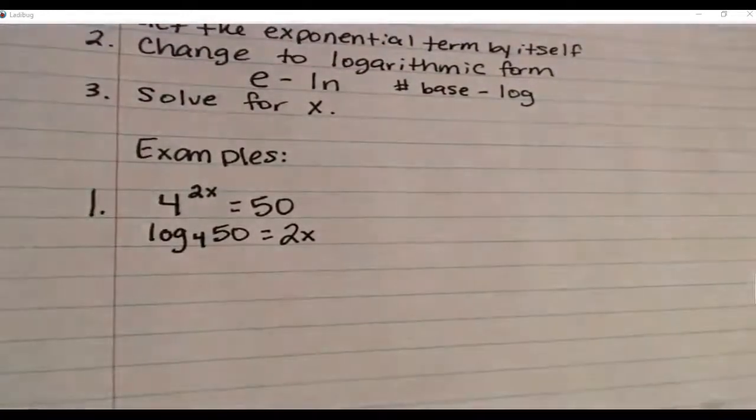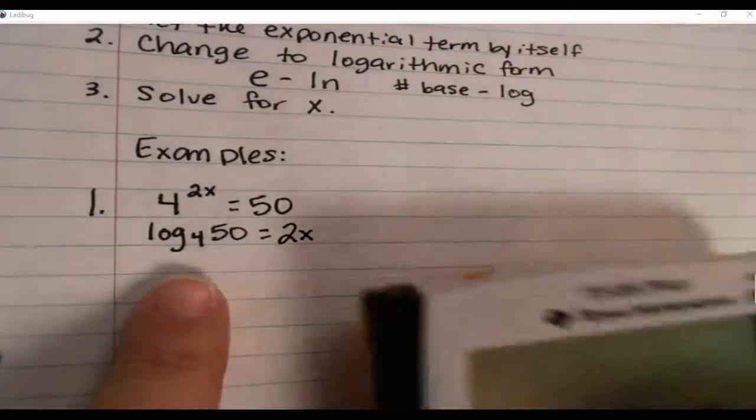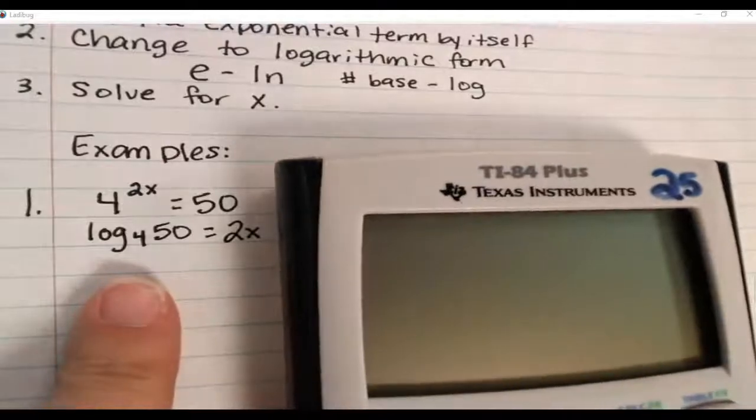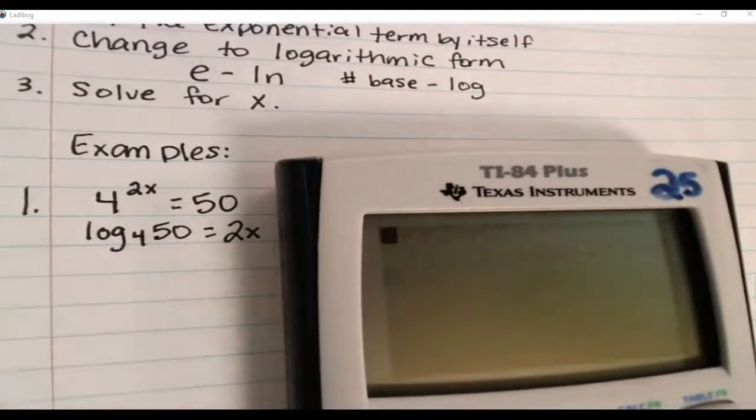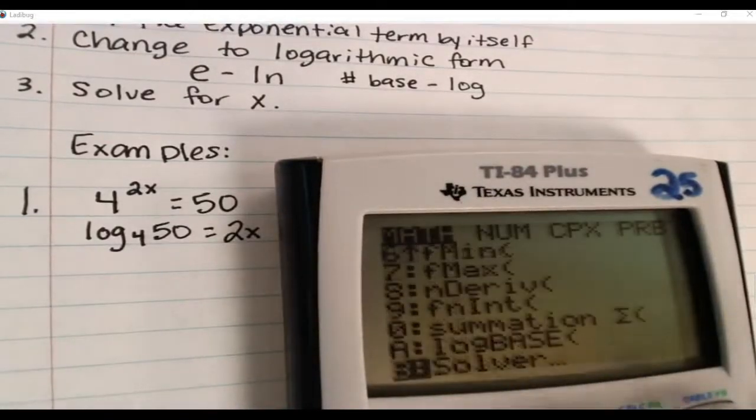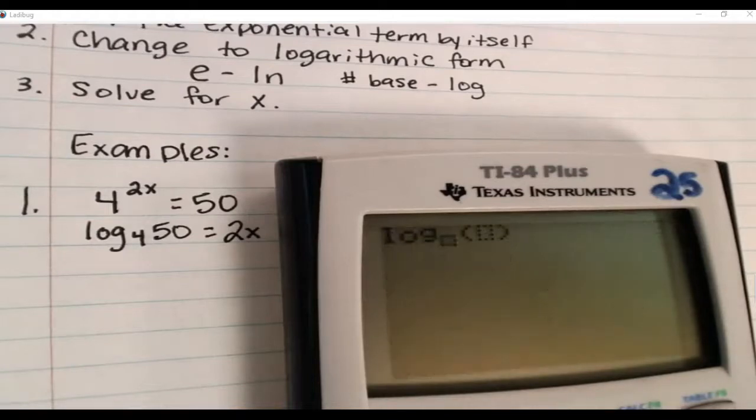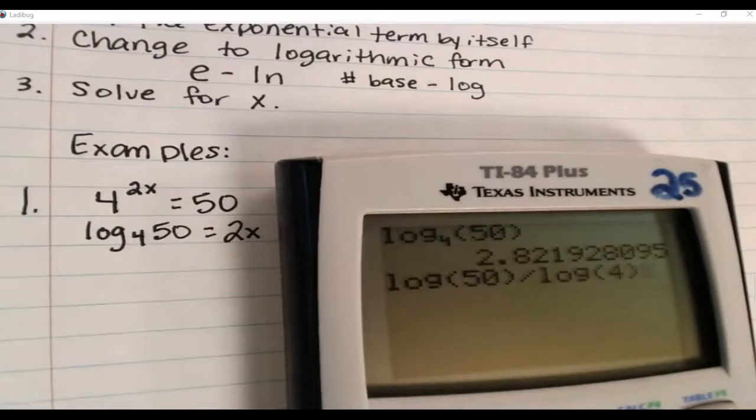Any questions on changing it? So then we know this log base 4 of 50, that's a number. So we type it in. So remember, you can go to math, to the bottom and 1 up, and then log base 4 of 50. Or if you have an older calculator, you do log of the big number, so log of 50 divided by log of the base. Either way, you get about 2.82.